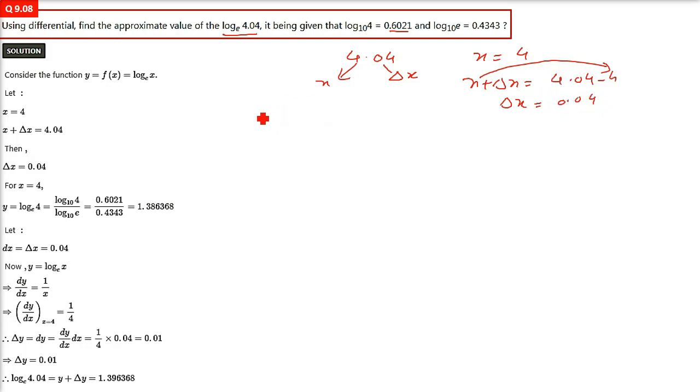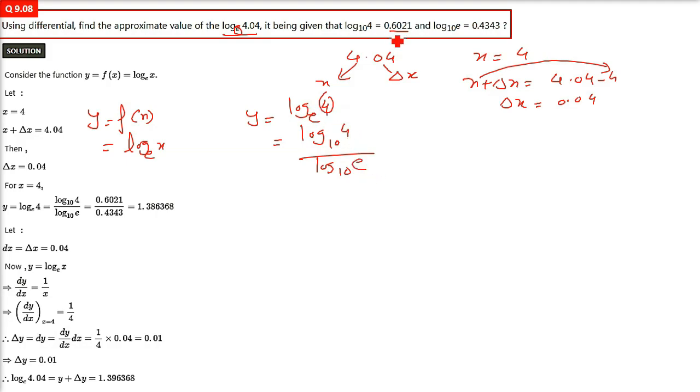Alright, so we have the value of x, we have the value of delta x, and the function is y equals log x. But remember, it is base e. Now the function y at value 4, what will be the value? Because we have to find out the value of y at the value which we have assumed. So it will be log 4 over log e. You can take any base; here we are taking base 10. Now these two values are already provided to us. That means we have 0.6021 divided by 0.4343, so that is 1.386368.